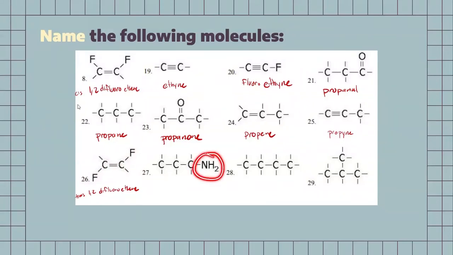Next, again, identifying the group. It's an amine. We have a propane chain, so it'll be propylamine. Next, we have 4 carbons, so that's just going to be butane. 29, we have our longest chain is 1, 2, 3 carbons. We have a methyl group on carbon 2, so this would just be 2-methylpropane.